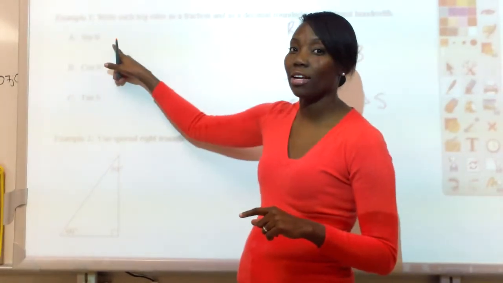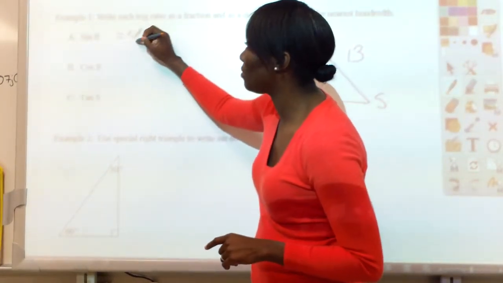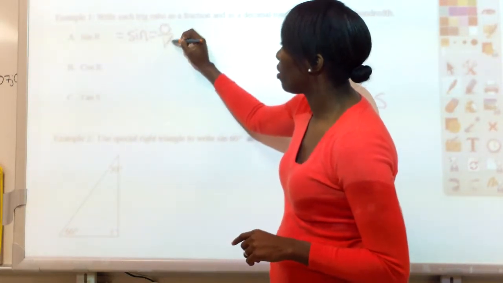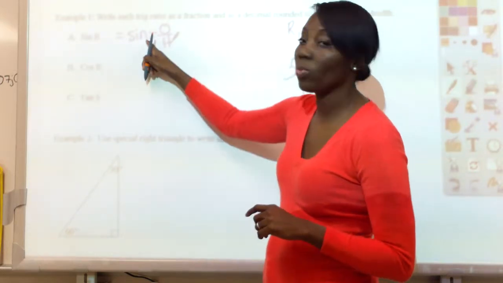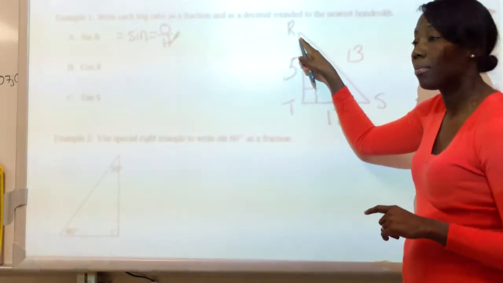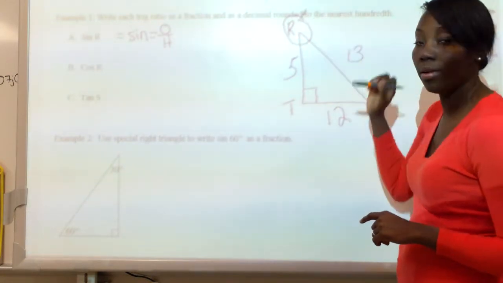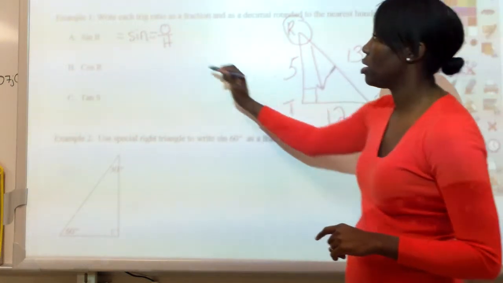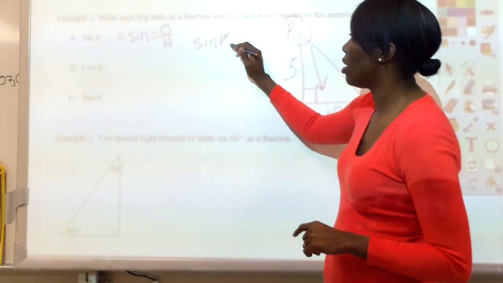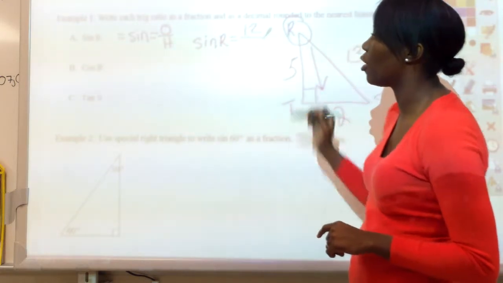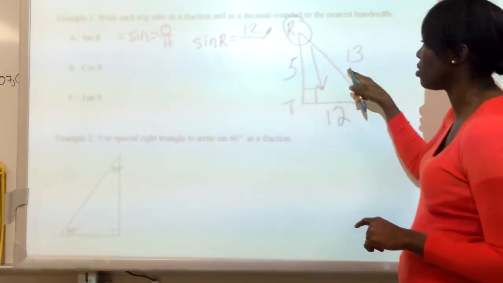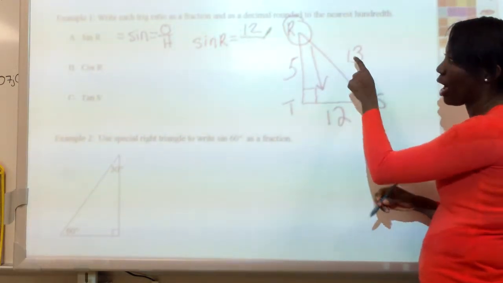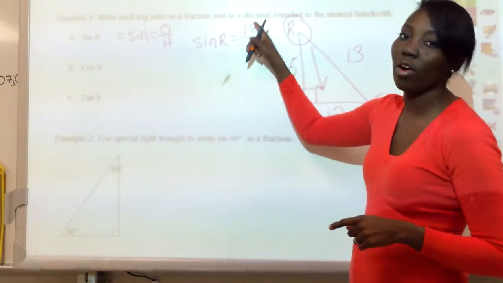It says find the sine of R. We know sine is equivalent to the opposite over the hypotenuse, right? Since we want to find the sine of R, we come to R. This is the angle right here. The opposite of R, right across from it, is 12 units. So the sine of R is going to equal 12 over H, the hypotenuse. The hypotenuse is the diagonal right across from the right angle, and it's 13. So the sine of R is 12 over 13.